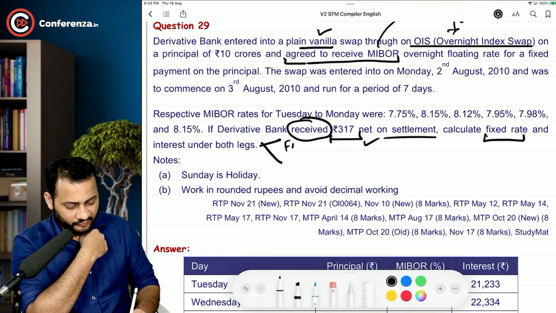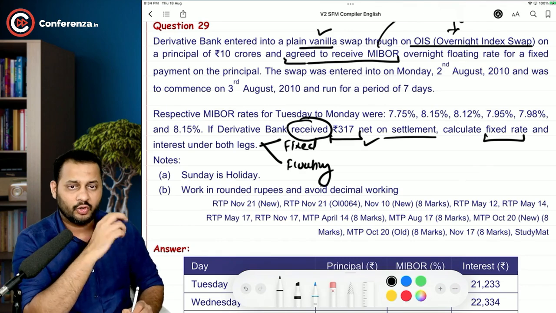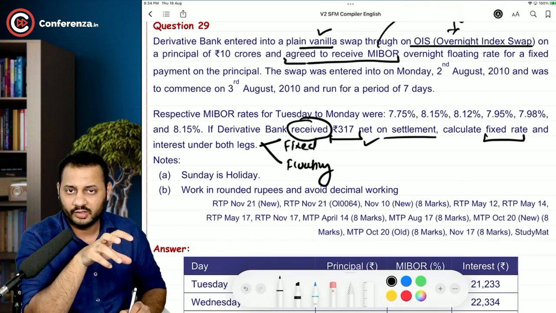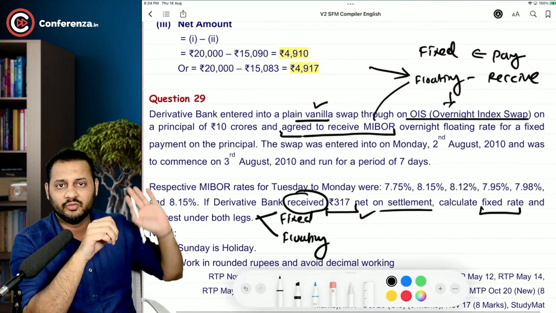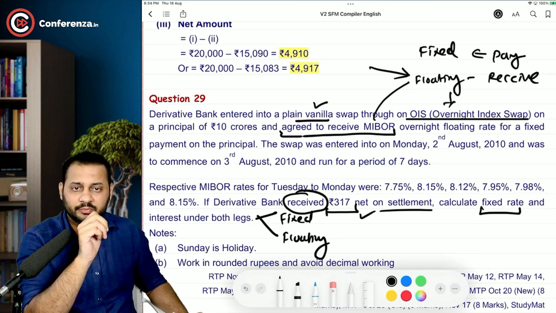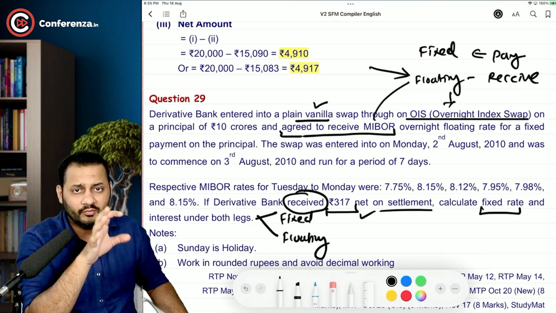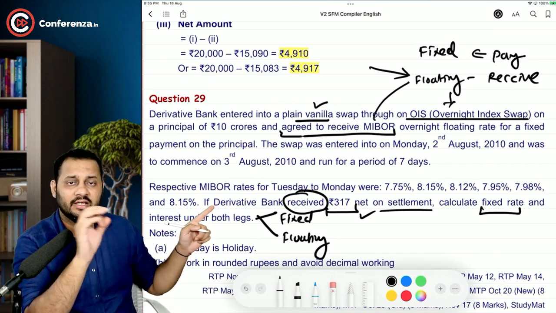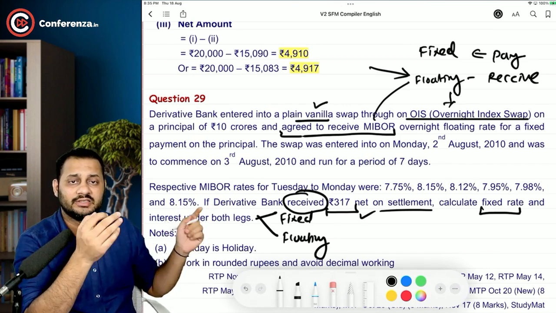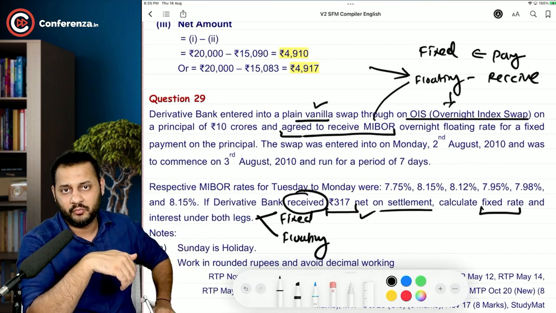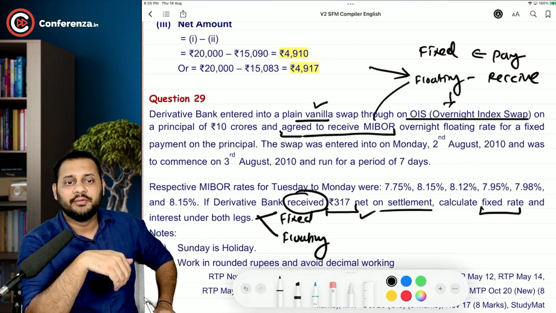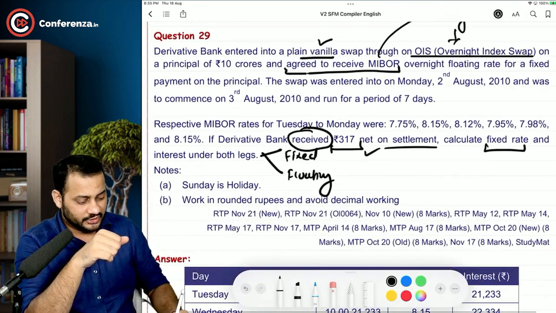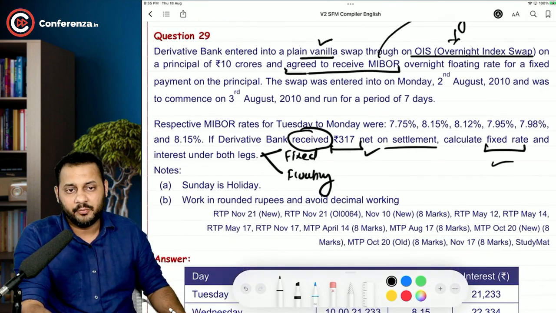Legs means fixed leg and floating leg. So on all the 7 days, understand, every day the calculation was being made by us, but the settlement happened only after 7 days at 317 rupees. That too, the derivative bank received it. And we have to calculate what was the swap rate for the fixed payment.